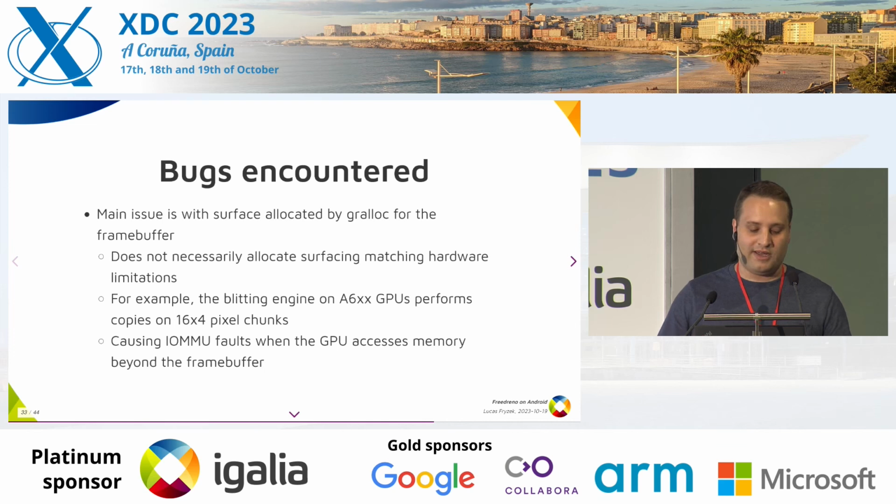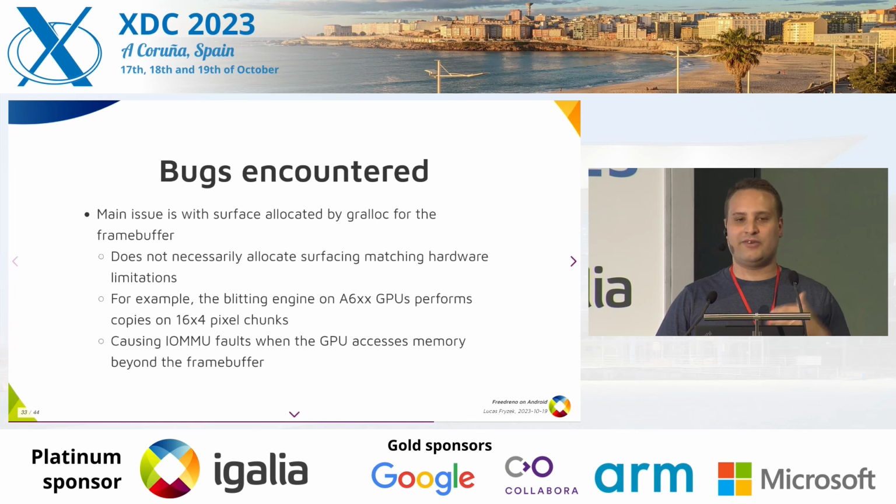The main one was an issue with surfaces allocated by Gralloc, and the fact that they don't necessarily respect GPU limitations. In my case, on the A618, the GPU in the Pixel 4a, the blitting engine, when it reads pixel data to copy it, does it in 16 by 4 chunks. And if the frame buffer that you're trying to write to or read from is not aligned to 16 on the width or 4 on the height, you will read outside the bounds of that memory, and you will trigger a fault, which is what ended up happening for me.